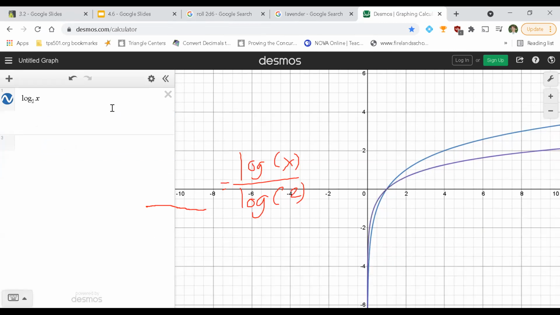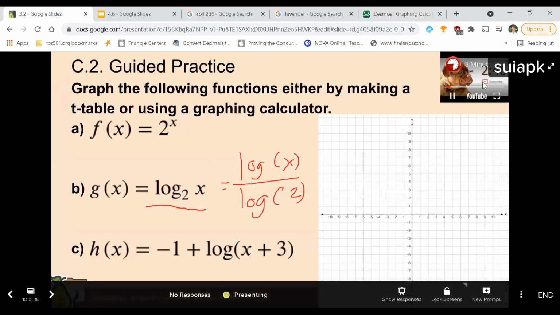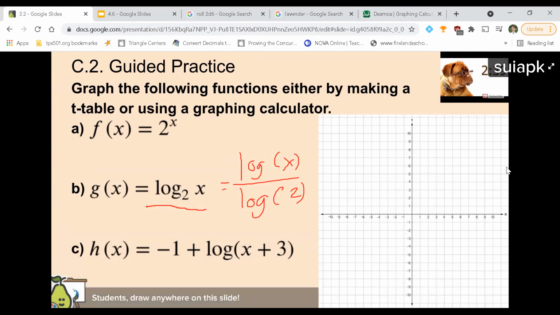Okay, so see if you can type it in and graph it in either Desmos or your TI. Okay, now I'll give you time. I will walk around and help. So if you're stuck on how to get the second one, let me know and I'll show you.